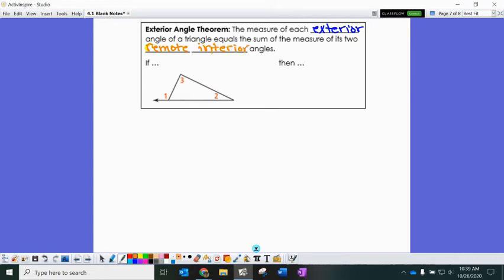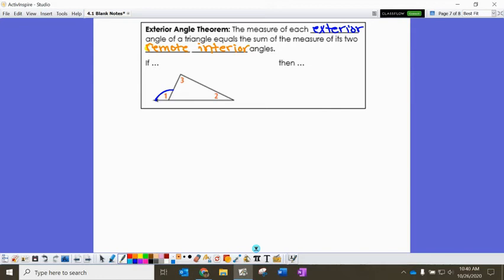Okay, so let's talk about a little vocabulary. Exterior is outside, so like the exterior of your house is outside of your house, and interior is the inside of the triangle, or just like the inside of your house. So here, if we look at this picture, you can see we have an exterior angle, and it's formed by extending one of the sides of the triangle. So your exterior angle is formed by the extension of one of the sides of the triangle.